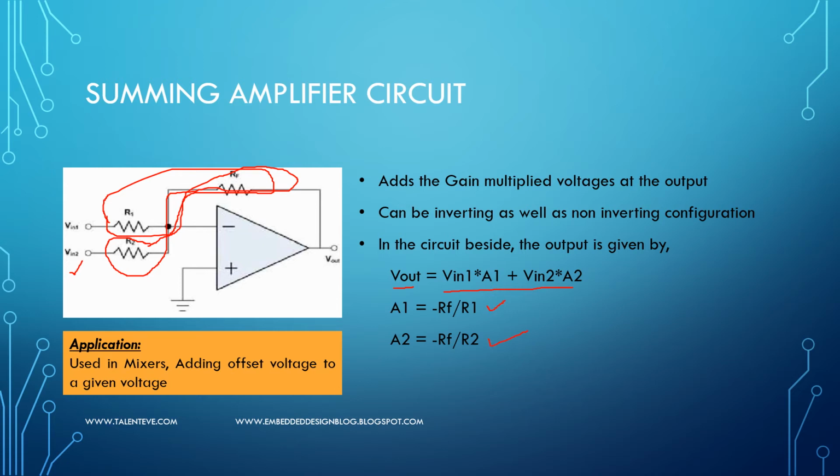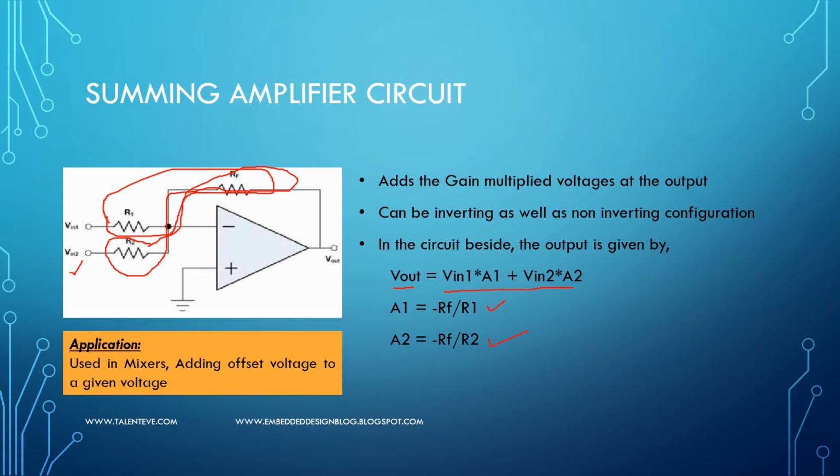This circuit is mostly used for mixing, and for adding some voltages in simple applications. We see an inverting configuration here. This can be used in a non-inverting amplifier as well. So you can add as many inputs as possible here, and you will get the summation.